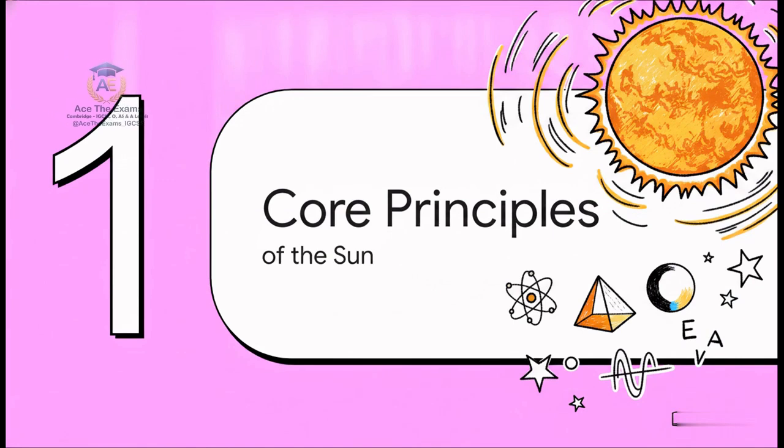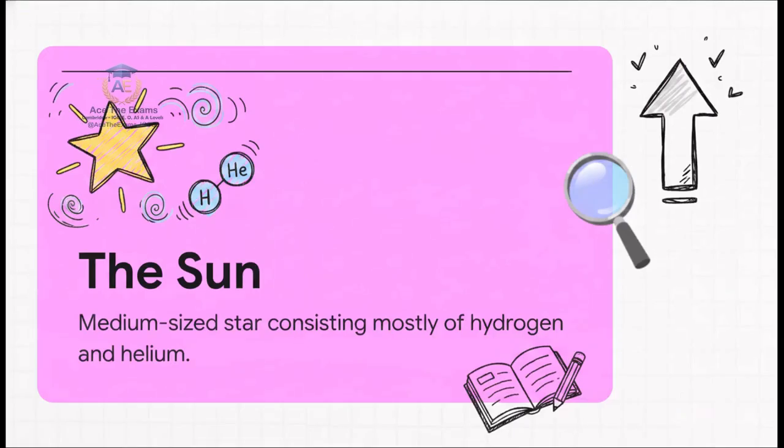Let's build our foundation. Take a really close look at this specific definition. The sun, a medium-sized star consisting mostly of hydrogen and helium. Now, this might seem incredibly basic, but this is precisely word for word how examiners expect to see it written to award those basic knowledge and understanding marks. Notice the specific qualifiers they use here. It is a medium-sized star. It's not large, it's not massive, it's definitely not a supergiant.